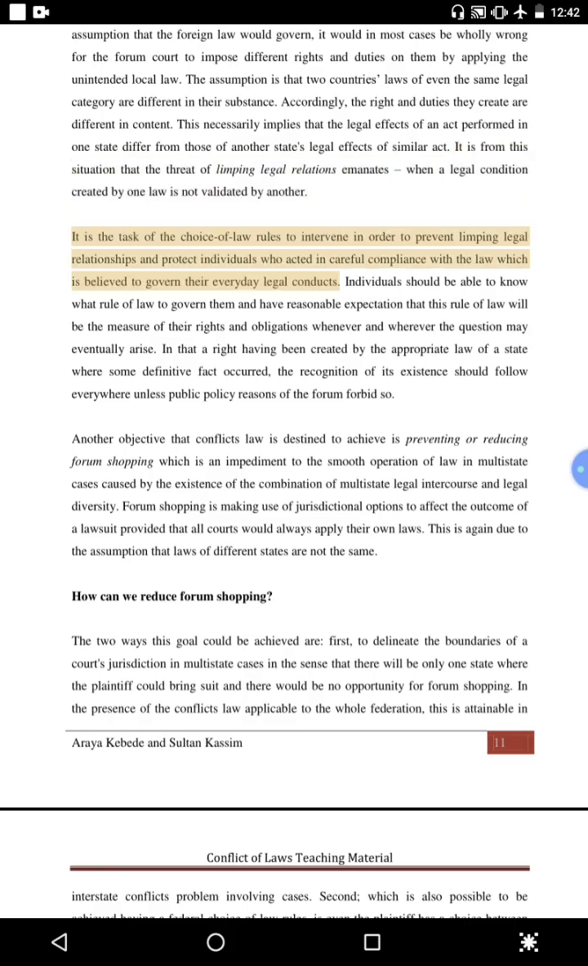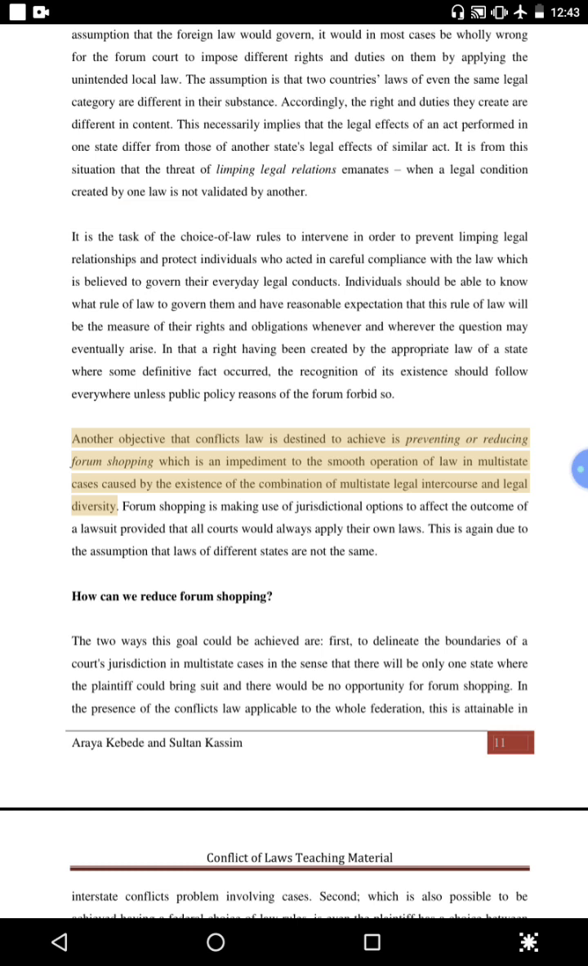It is the task of the choice of law rules to intervene in order to prevent limping legal relationships and protect individuals who acted in careful compliance with the law which is believed to govern their everyday legal conduct. Individuals should be able to know what rule of law governs them and have a reasonable expectation that this rule of law will be the measure of their rights and obligations whenever and wherever the question may eventually arise. A right having been created by the appropriate law of a state where some definitive fact occurred, the recognition of its existence should follow everywhere, unless public policy reasons of the forum forbid so.